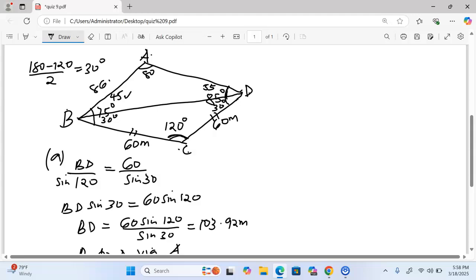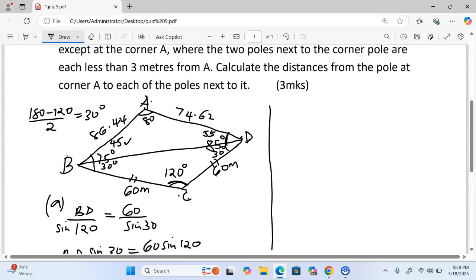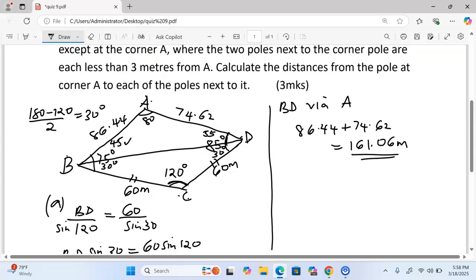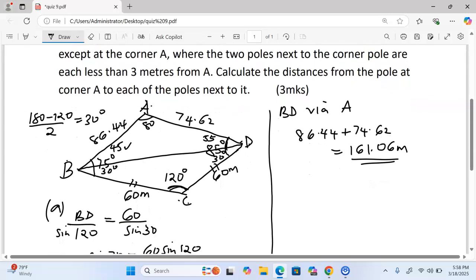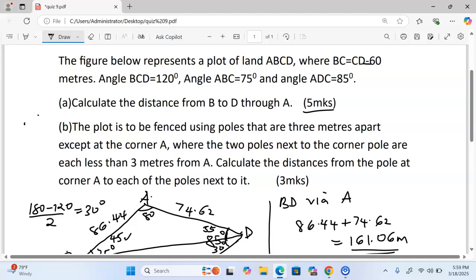Once we have BA, which is 86.44, we also have AD, which is 74.62. We can now get the distance BD. So BD via A will be equivalent to 86.44 add 74.62, and the sum of these two will give us approximately 161.06 meters. By so doing, we have calculated the length BD via A, and we have our 5 marks.